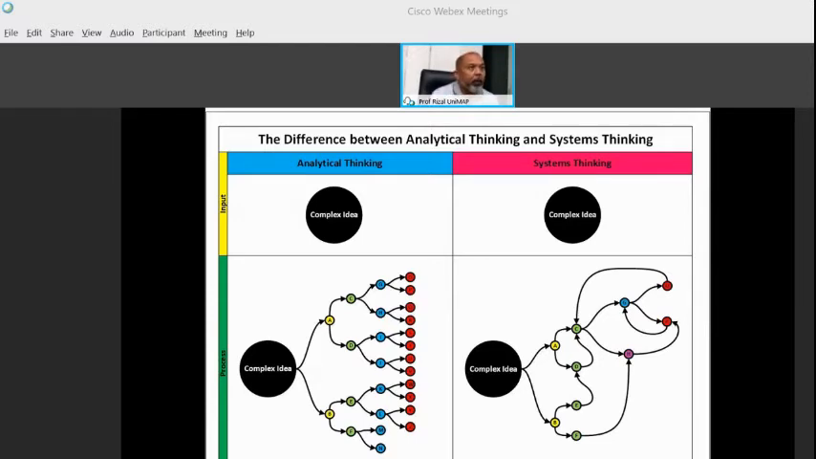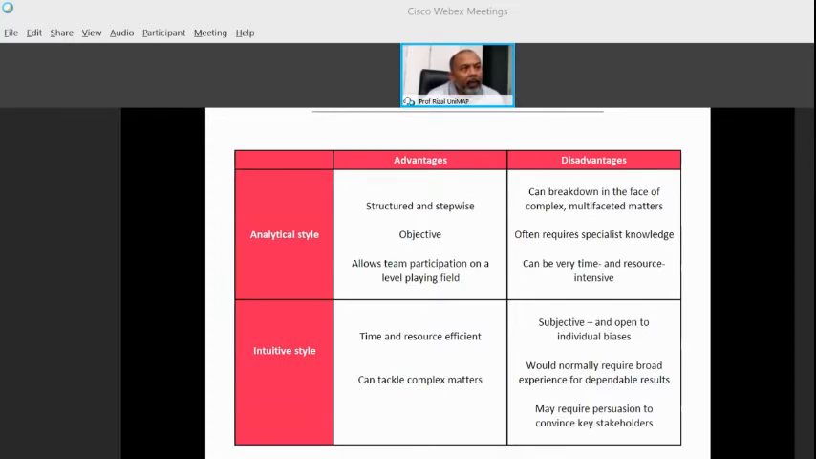So when you talk about analytical thinking, you have the advantage that it's very structured, stepwise, very objective. It allows us to understand all the multifaceted processes that you have to go through. Of course, in this particular example, you have a disadvantage, because when you have a very complex problem, sometimes it's not easy even to identify the sub-problems, the sub-components of that particular problem.